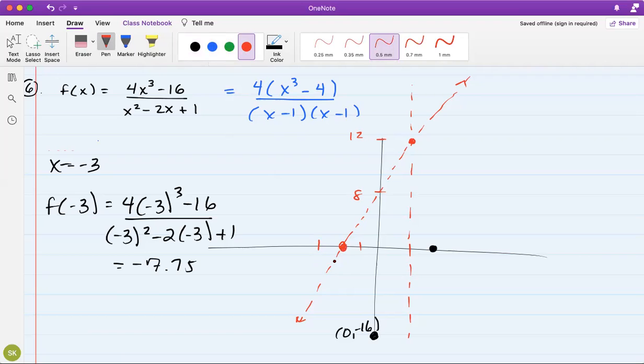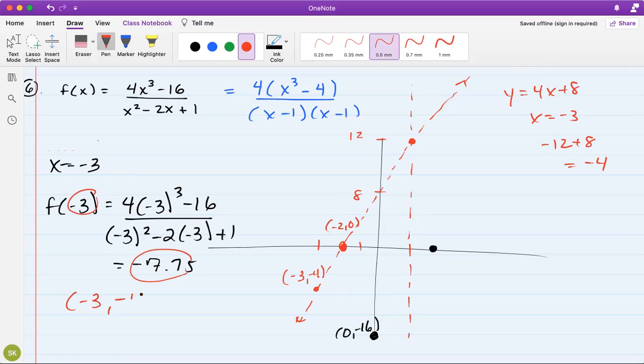Okay, so this point right here was at -2, 0 for this function y is equal to 4x plus 8. At -3, so when x is equal to -3, what do we get? We get -12 plus 8, which is -4. And that makes sense because we go down 4 and to the left 1. So on this line, we have -3, -4. And the reason I'm doing that is because I want to figure out where this point is.